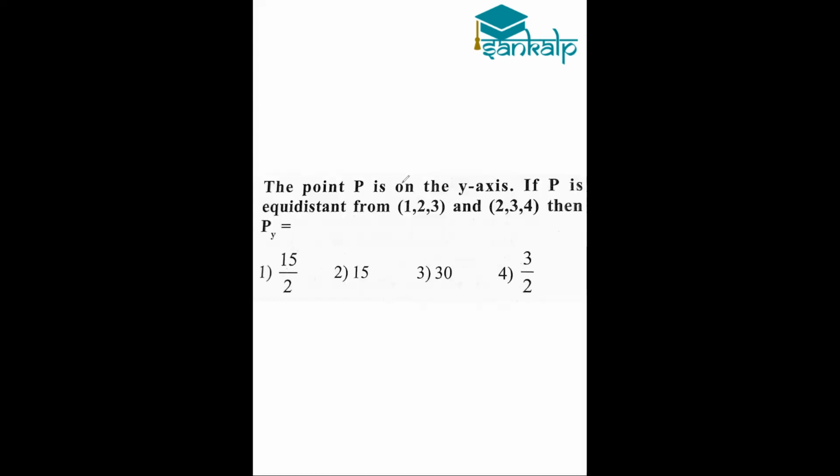Next question: the point P is on the y-axis. If P is equidistant from (1, 2, 3) and (2, 3, 4), then Py, the y coordinate of the point P, is equal to what? Since P is equidistant from the given points A and B, the distance between P and A will be the same as between P and B. Applying the distance formula, we get PA is equal to PB.